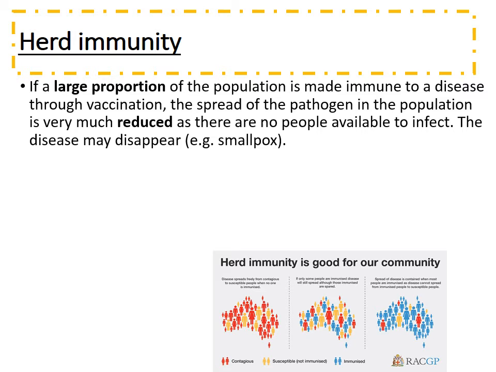And so what that can possibly result in is the disease actually disappearing, as in the case of smallpox. For the most part, this doesn't happen for quite complicated reasons, but we can protect large numbers of the population.